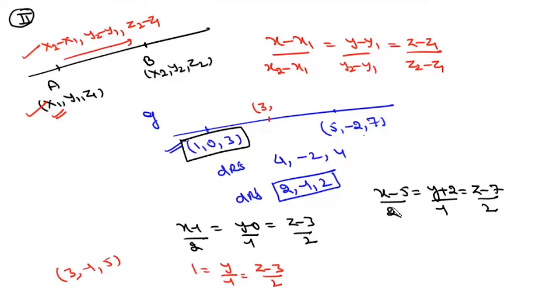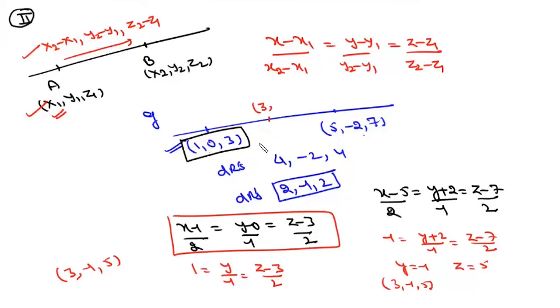Now in this case, if we put x as 3, we'll get minus 1, and this is y plus 2 upon minus 1 and z minus 7 upon 2. Here the value of y is minus 1 and the value of z is 5. So again we'll get this point as 3, minus 1, and 5. So in 3D, the equations may look different if we choose different points, but these two equations represent the same line.